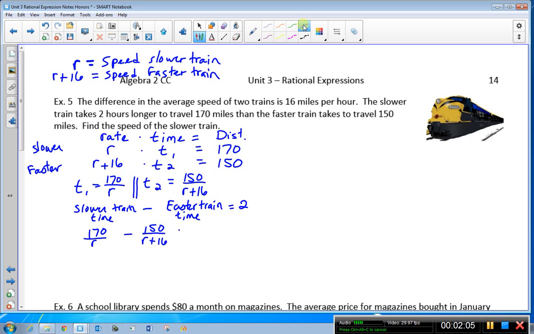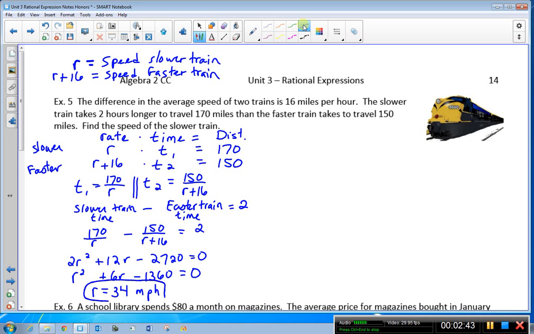plus 16 equals 2. And then from there, I got an equation which was 2r squared plus 12r minus 2720 equals 0, which is really just r squared plus 6r minus 1360 equals 0. And I'll have to tell you, I put it in the calculator and found out where it intersected the x-axis, and it was at r equals 34. I was looking for the rate of the slower train, so it's 34 miles per hour.